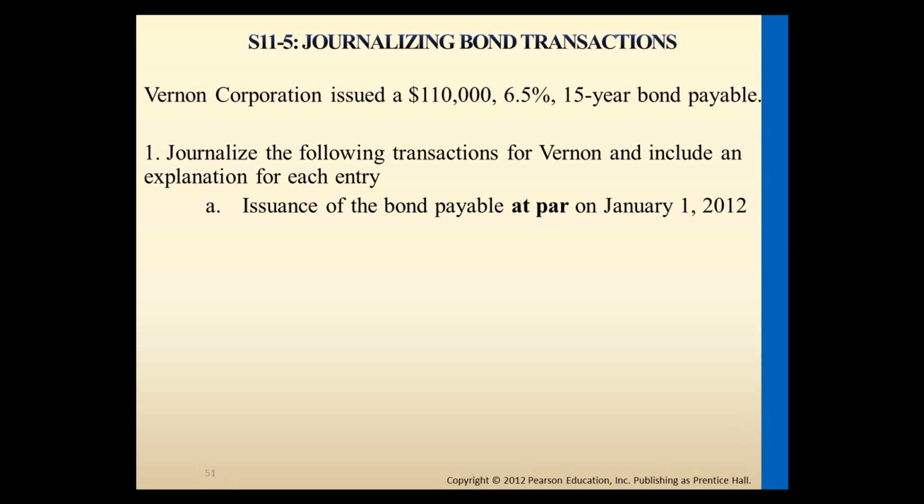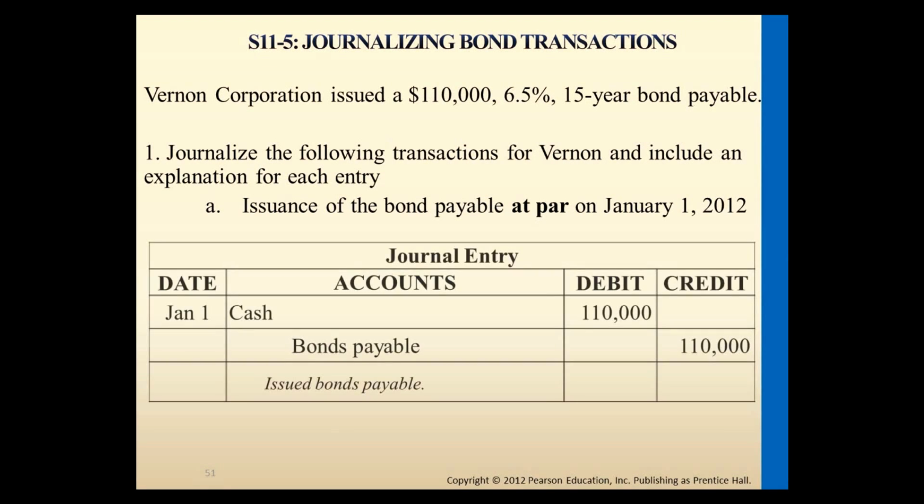Okay, the first entry here, if we're issuing the bond payable, we're collecting money from investors. So this first entry will be debiting cash, crediting bonds payable at the face value, because this is the case of issuing the bond at par, at its face value, $110,000.